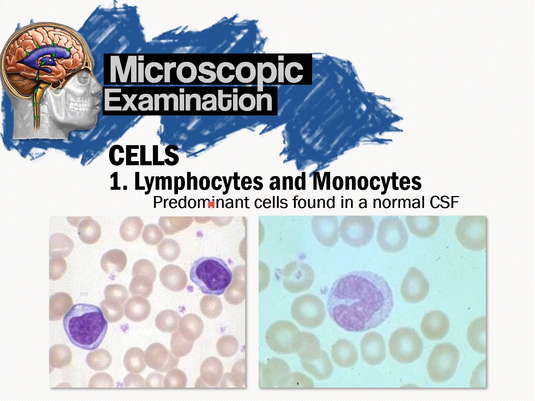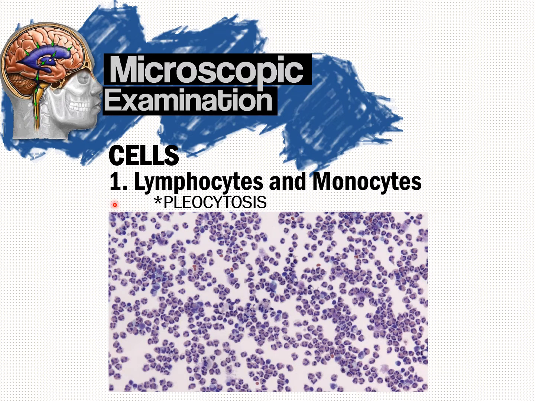monocytes and 30 lymphocytes. There is a term called pleocytosis, and it refers to the presence of increased numbers of normal cells and is considered abnormal. So this picture is a representation of pleocytosis. Now, the cells actually here are neutrophils. If you remember, the normal WBC count in CSF is 0 to 5. So this one obviously is more than that, and we call that pleocytosis.